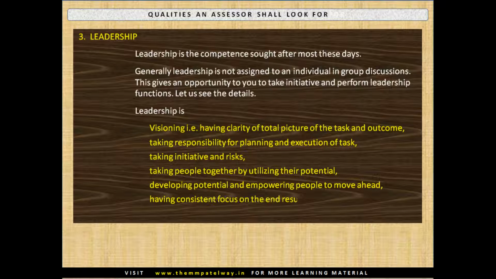Next, having consistent focus on the end result to be achieved. Now, whatever you do in a group discussion session, if you have not contributed to the outcome, your communication is not worthy. You should communicate, you should take part, but you should always remember that your taking part and your communicating is contributing to the end result. And finally, leadership is coordinating the group activities and working for overall contribution. Leadership and contribution go hand in hand. A leadership without contribution is not a leadership.